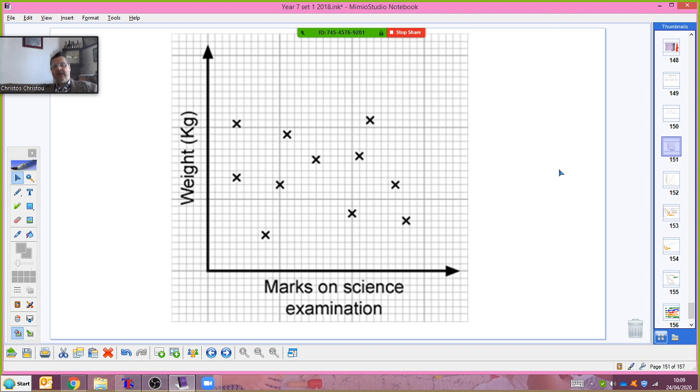Look at this. I downloaded this. It's trying to show the relationship between the weight of a student and the marks they get on their science exam. Please describe that relationship.